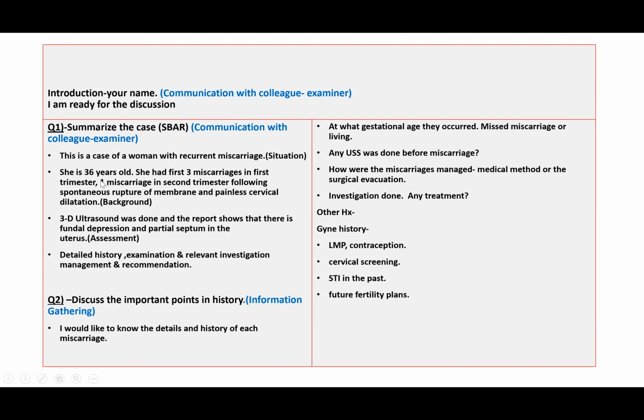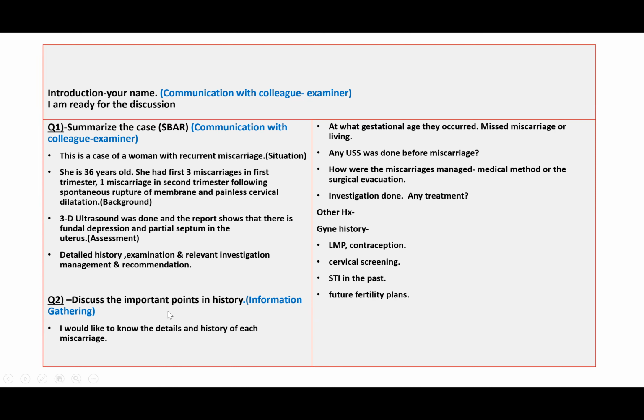What is the background? She is 36 years old. She had first 3 miscarriages in first trimester, 1 miscarriage in second trimester, following spontaneous rupture of membrane and painless cervical dilatation. What is the assessment? 3D ultrasound was done, and the report shows that there is fundal depression and partial septum in the uterus. So what's going to be my recommendation? I will take the detailed history, offer the patient examination and relevant investigation, and discuss my management plan.